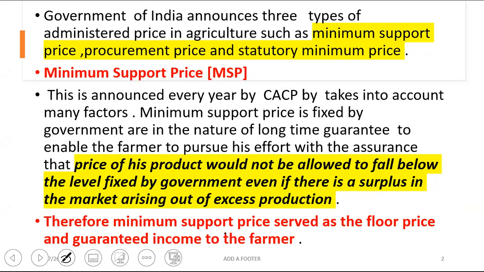First one is minimum support price. Children, certain things you'll have to remember. First point is minimum support price is fixed by the government. Second point is it is providing guarantee to the farmer. Regarding what? If the price of the product falls below the market price.